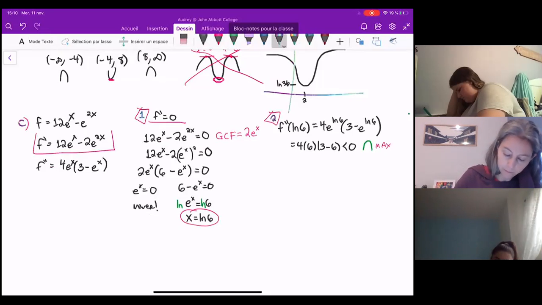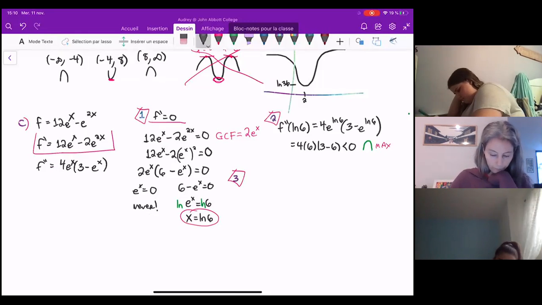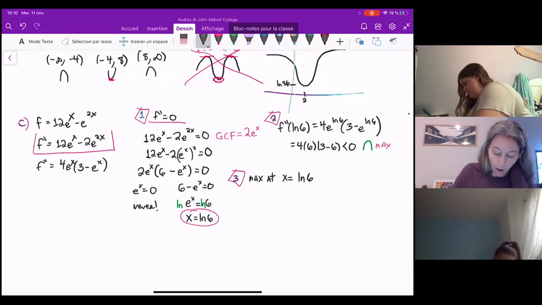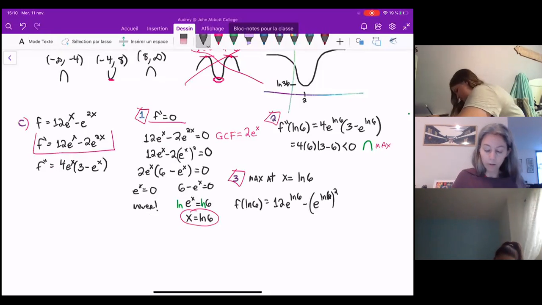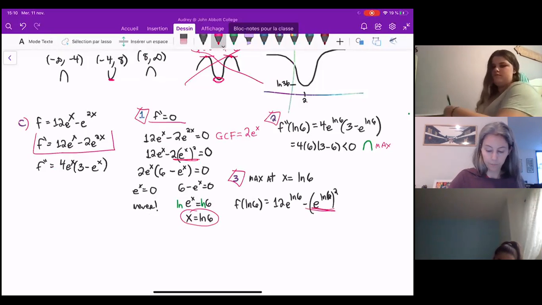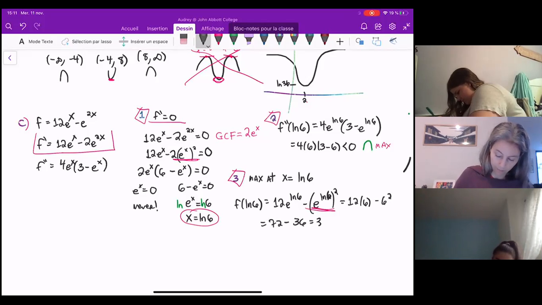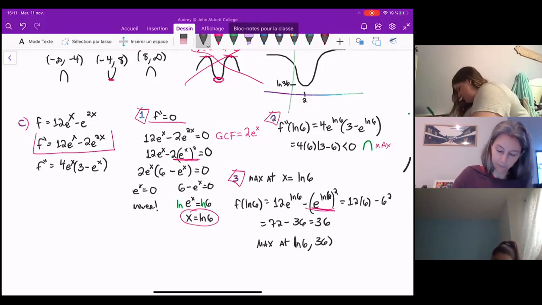So now for my step 3, I know that I have a max when x equals ln 6. So f of ln 6 is 12e to the ln 6 minus e to the ln 6 squared. Kind of the same thing that we did here. So I get that this is 12 times 6 minus 6 squared. So I have a max at ln 6, 36. And that's my final answer here.